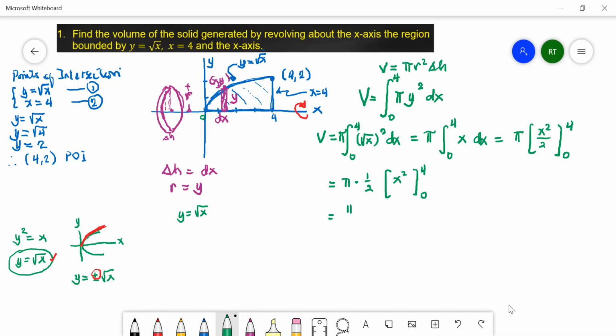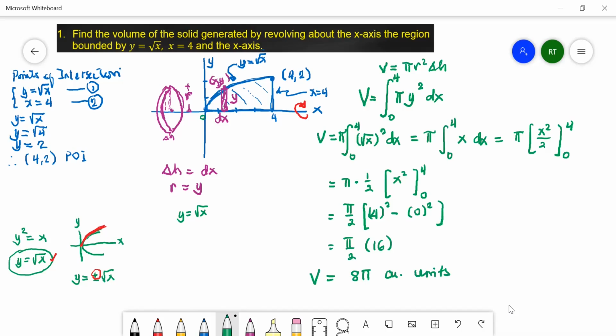And this will give us pi over 2 times the value of x squared when x is equal to the upper limit 4, which is 4 raised to the second power, minus the value of x squared when x is equal to the lower limit 0. So we have 0 raised to the second power, which will give us pi over 2 times 16, and 1/2 of 16 is 8. Therefore, the volume is equal to 8 pi cubic units.